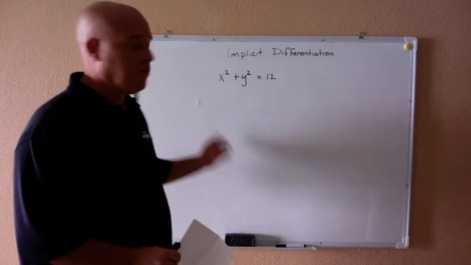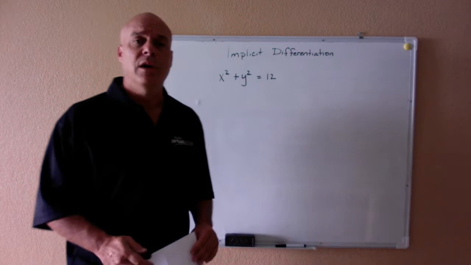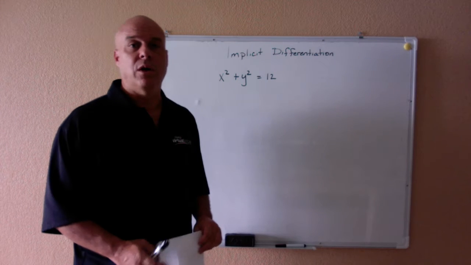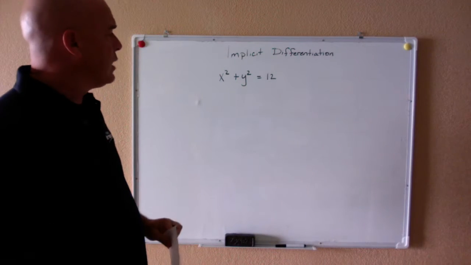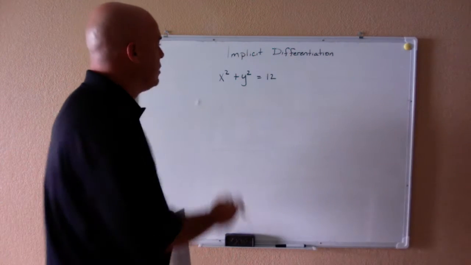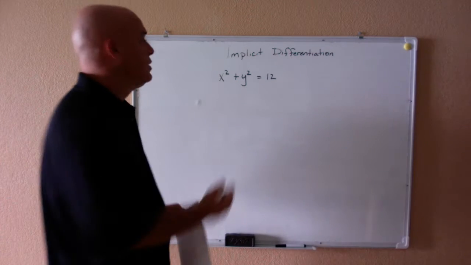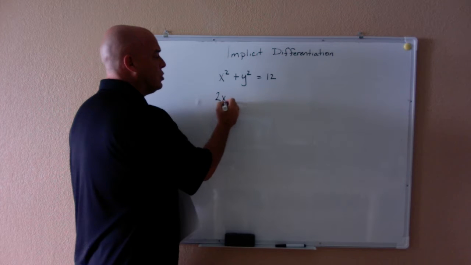So I have to treat every other variable that's not x, the variable that I'm differentiating with respect to, like it's a function, and so the chain rule is going to come into play even when we don't think it looks like it should. Okay, so with this particular problem, we're going to differentiate each one of our terms one at a time. So we're going to start with differentiating x squared. That's a relatively simple power rule. The derivative of x squared is just going to be 2x.